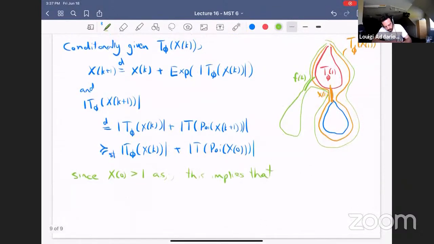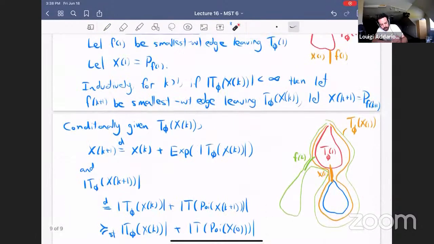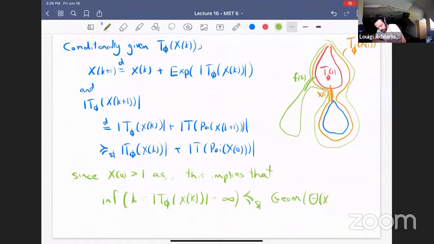this implies that the number of steps, the number of times we have to do such an exploration before we finally hit upon an infinite tree, is stochastically bounded from above by a geometric whose parameter is the probability that we get an infinite tree at the very first step, which is just the survival probability of Poisson x naught Galton-Watson, which is theta of x naught, and that probability only goes up as the steps go on. Okay, so this is finite almost surely.